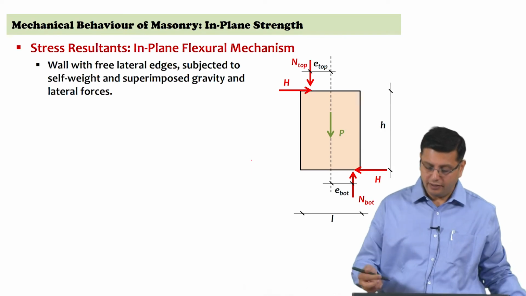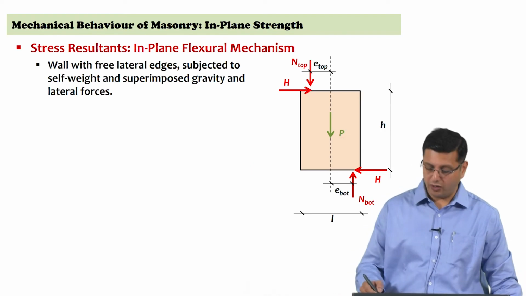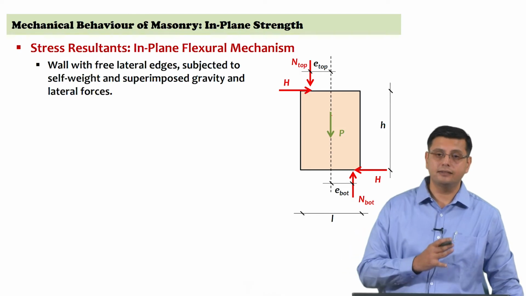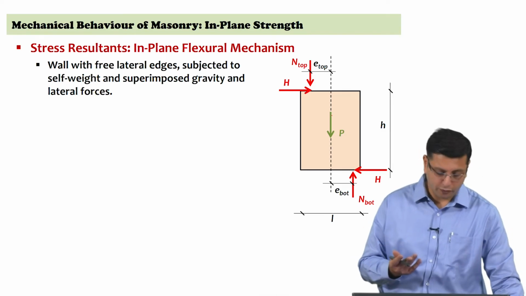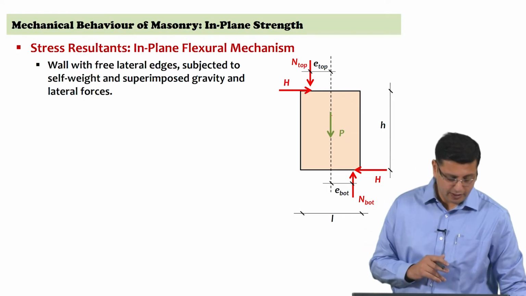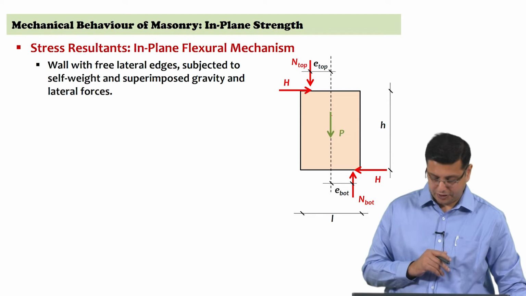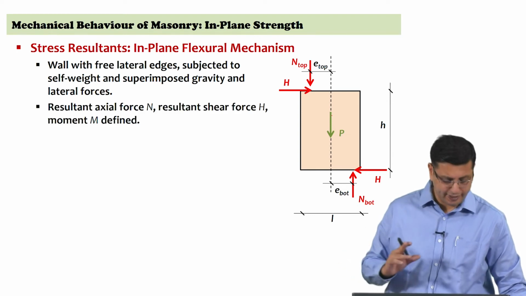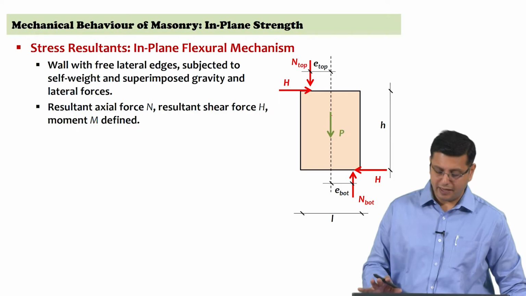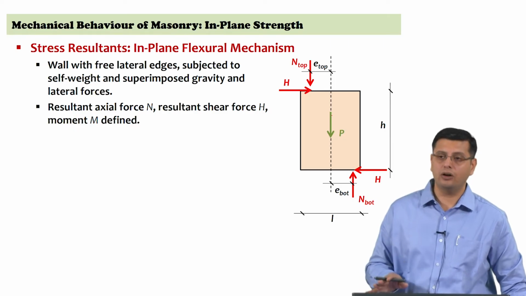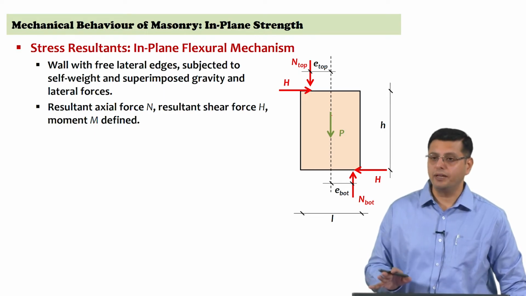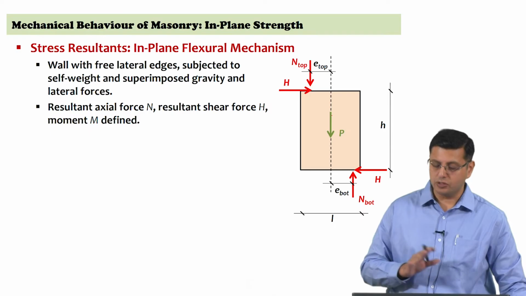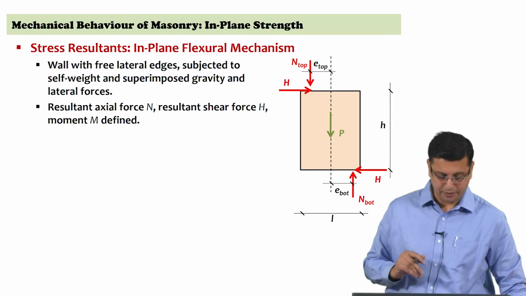So, we are really examining the self weight of the wall given as P, there is superimposed load, we can assume that, depending on the boundary conditions, there is some eccentricity of the superimposed loads, and there is lateral force acting on the wall designated as H. Length of the wall is L and height of the wall is H. So, if you were to examine the resultant forces that we need to be working on, you have a resultant axial force N, you have a resultant shear force H, and the moment which is acting on the wall because of the lateral force and the height of the wall H.